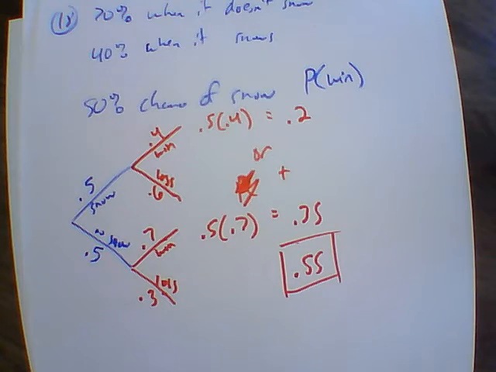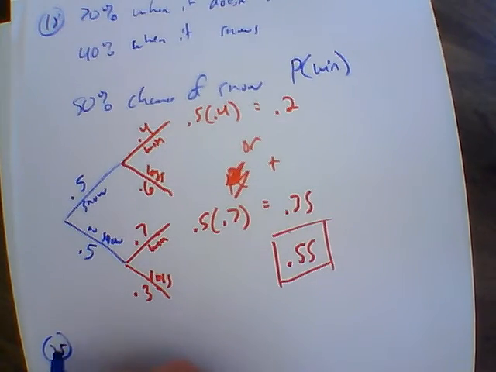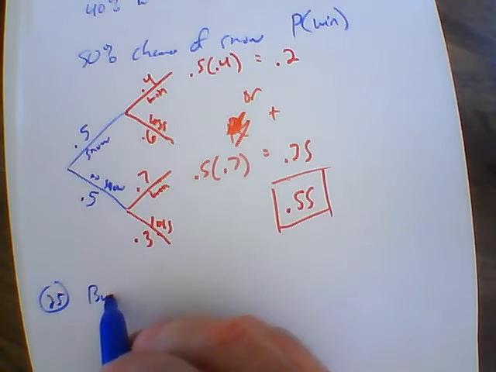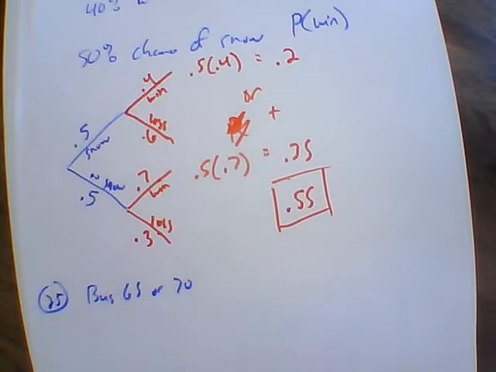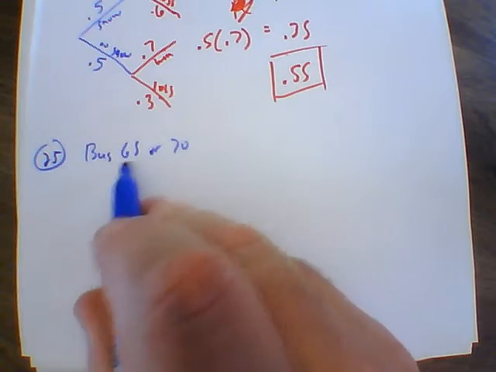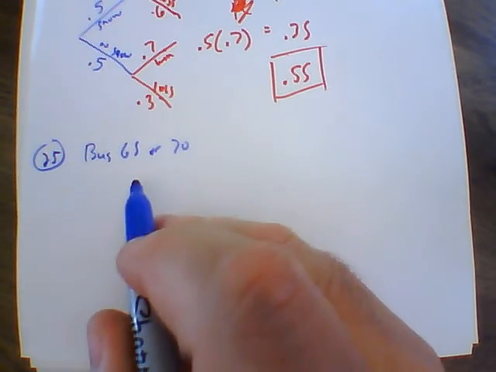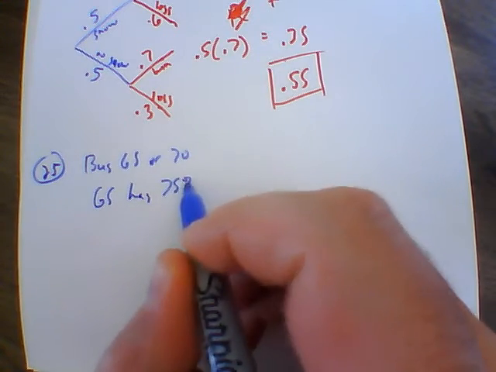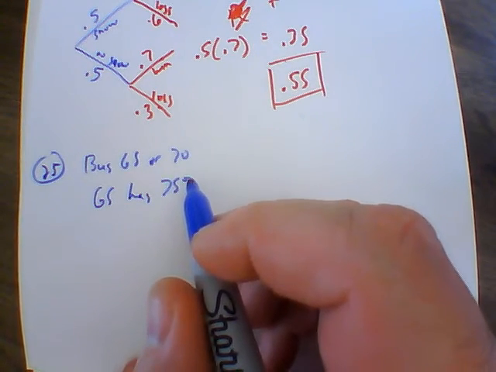Last one we're going to look at is number 25. Okay, so on number 25 here, we talk about transportation. It says you can take bus 65 or 70. So we have bus 65 or 70. Okay, so given these two buses, it says you take the first bus that arrives. So you're standing at your bus stop, and you're either going to take this bus or this bus, whichever one arrives first. Now, bus 65 has a 75% chance of arriving first.